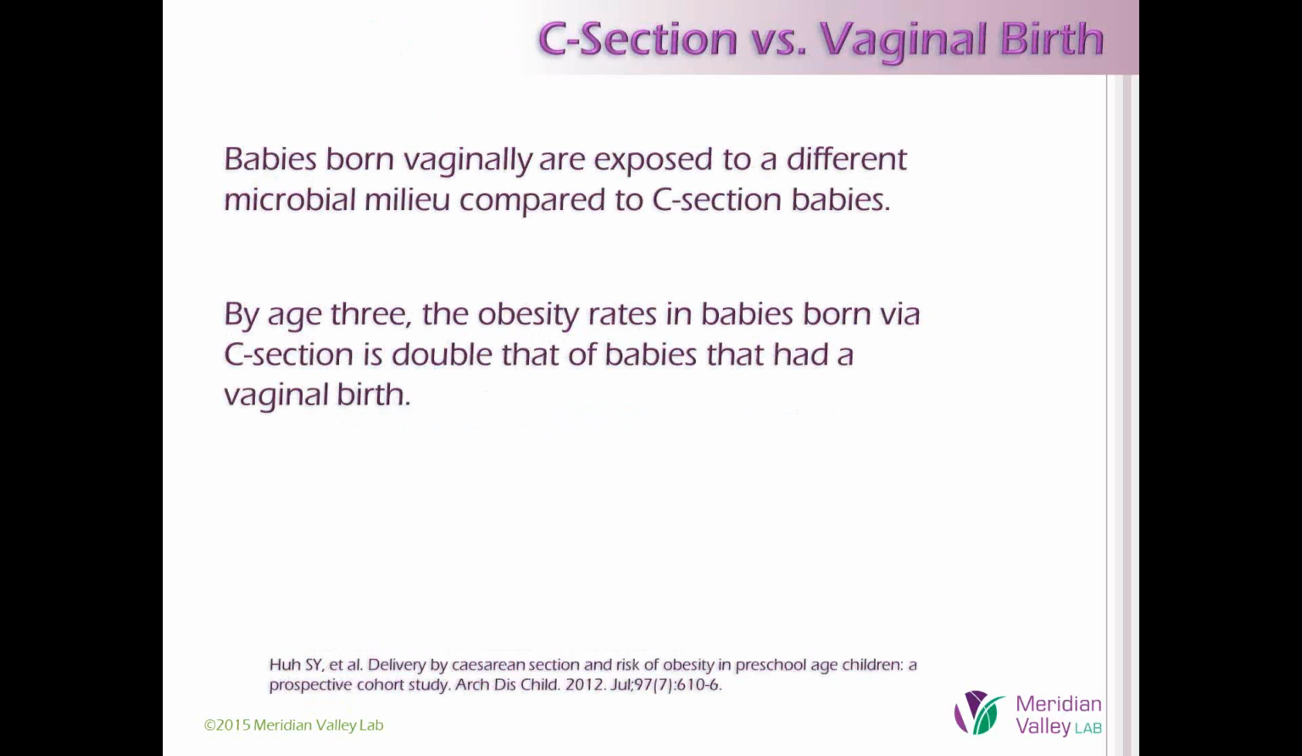We know that babies who are born vaginally are inoculated with all kinds of beneficial microflora from their mothers. And we also know that the converse is true, that babies who are born via C-section do not have that critical exposure. And by the age of 3, obesity rates in babies born via C-section are double that of babies that had a vaginal birth. So this is also something to look for in our patient's history. Perhaps this would lead us to be more aggressive in terms of prevention and treatment with our patients.